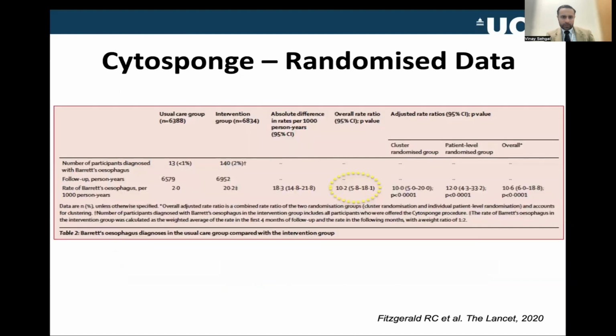More recently, the BEST-3 study was a large-scale randomized study in which patients with symptomatic reflux disease requiring PPI were either randomized to standard of care, which would be PPI and endoscopy on demand, or the Cytosponge. This approach was found to have a 10-fold increased detection of Barrett's esophagus compared to controls.